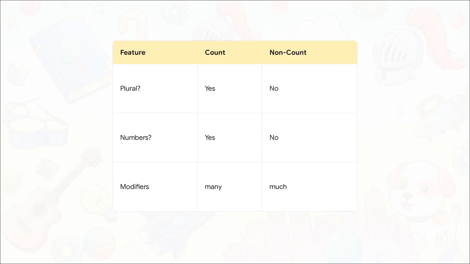But non-count nouns, they are like water in a bucket. You can't just reach in and grab 1 water or 2 waters, right? Because it's a singular mass substance. They don't have a plural form, and they use modifiers like much or a little.